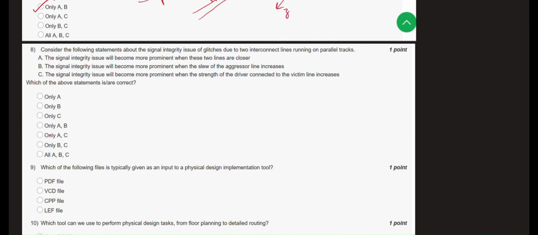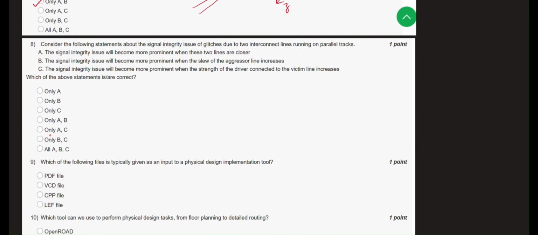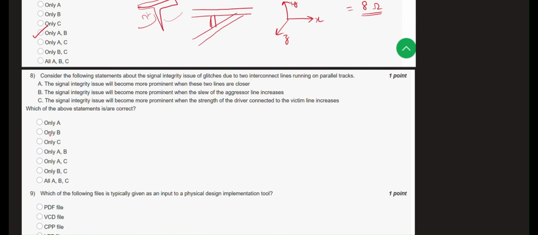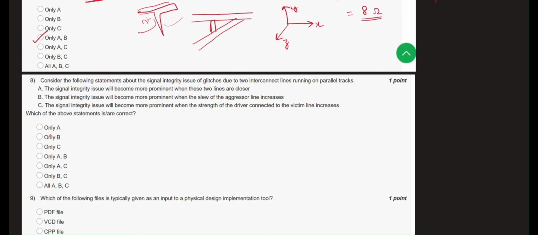Moving on to the eighth one. Consider the following statements about the signal integrity issue of glitches due to two interconnect lines running on parallel tracks. Yes, this is what I was discussing now. Two lines running on parallel tracks, but they are coplanar. They lie on the same plane, but they are actually perpendicular to each other. But still they are planar, parallel. Why? Because they will not intersect each other at any point of time.